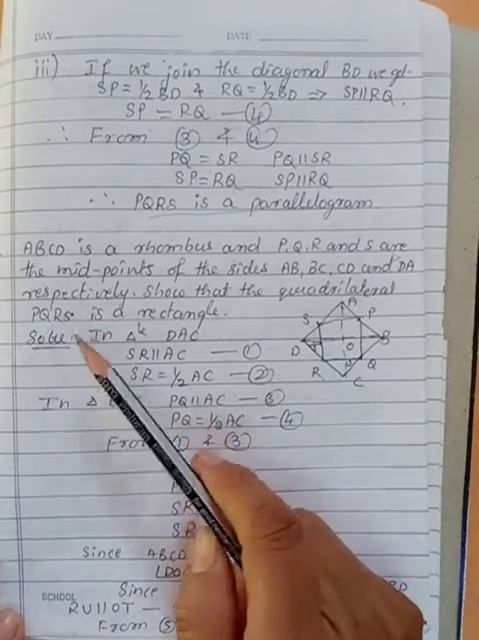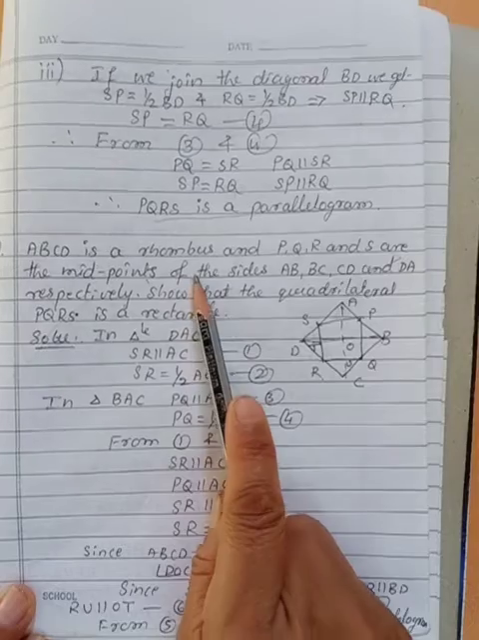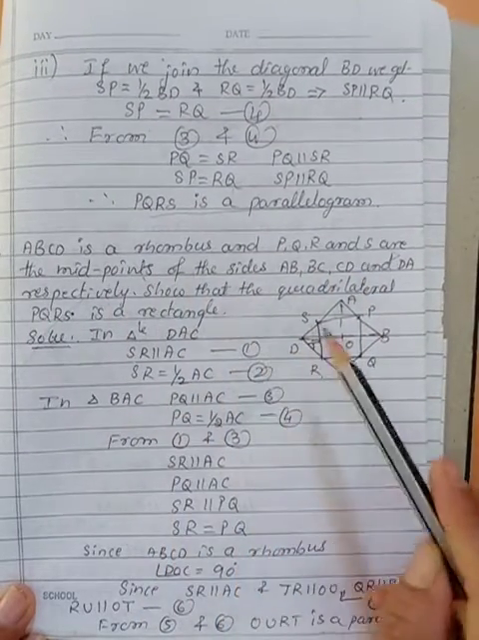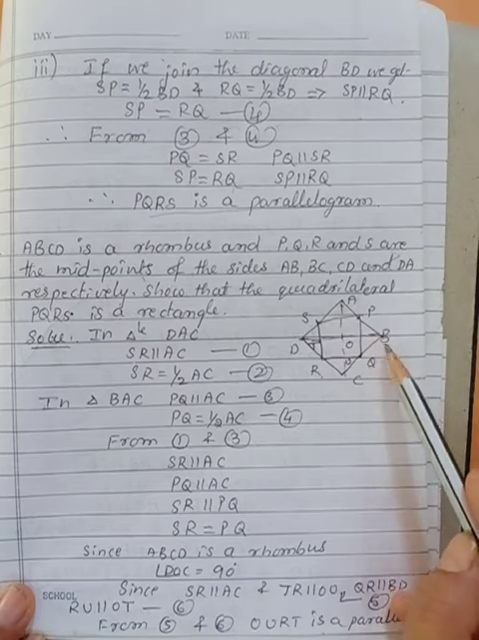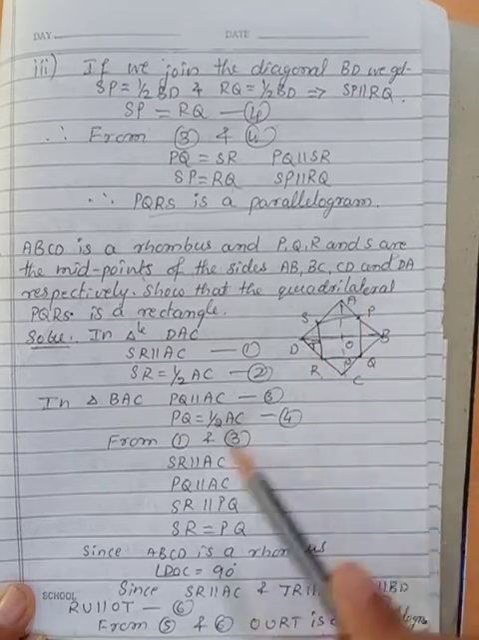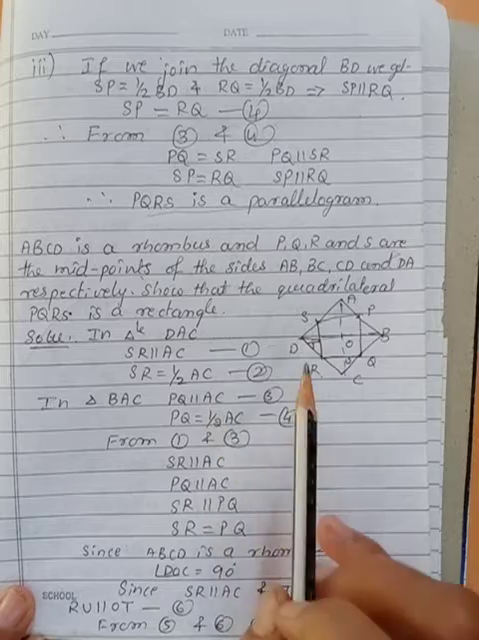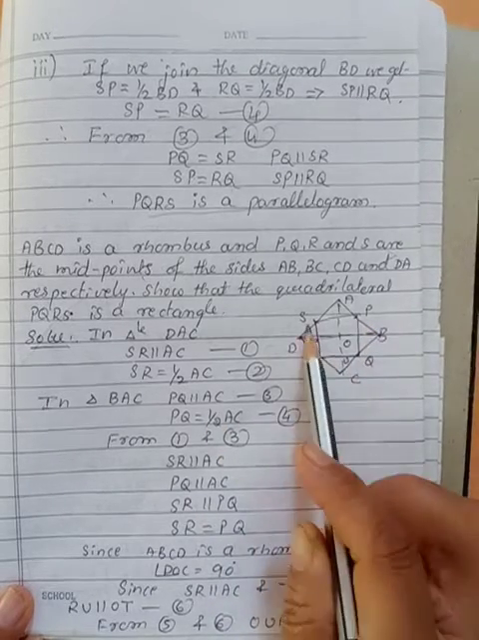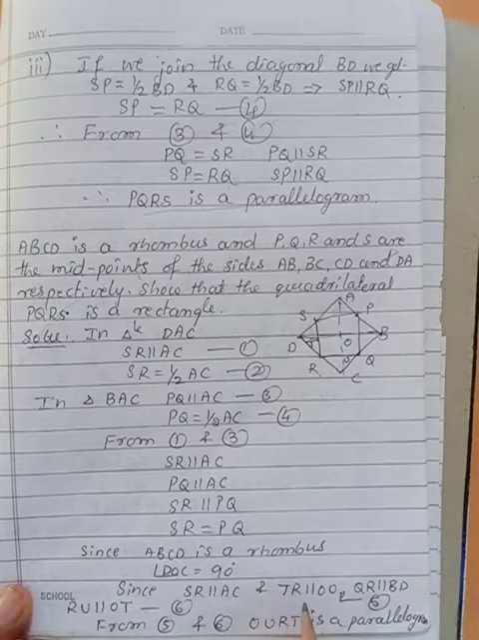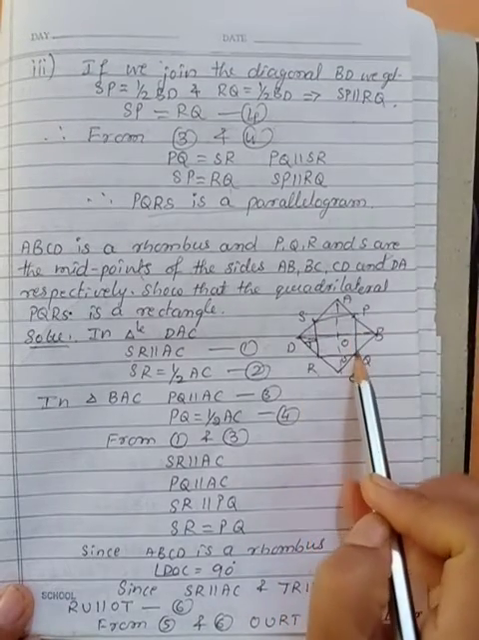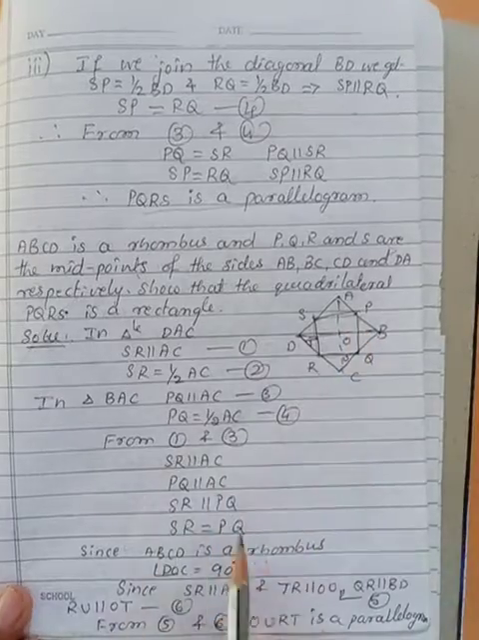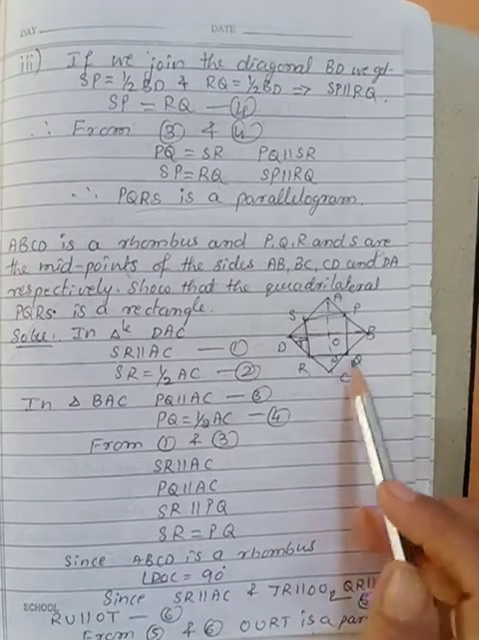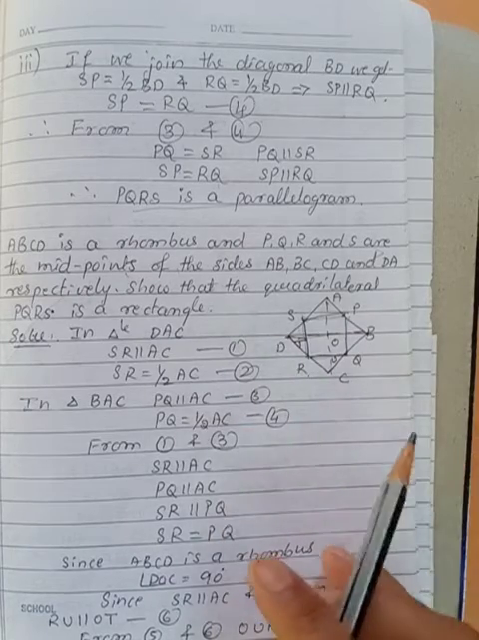What is the second problem? ABCD is a rhombus and P, Q, R and S are the midpoints of the sides AB, BC, CD and DA. Show that quadrilateral PQRS is a rectangle. That is the thing you have to prove. So draw the rhombus. What is the property of a rhombus? All the sides are equal.